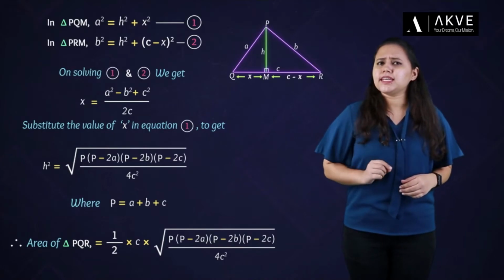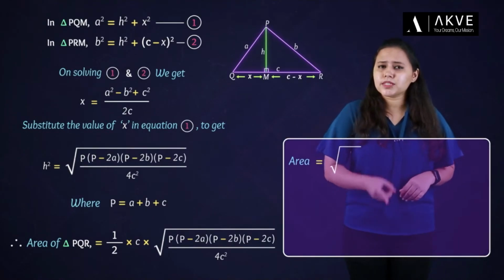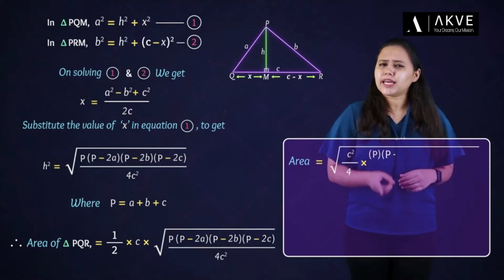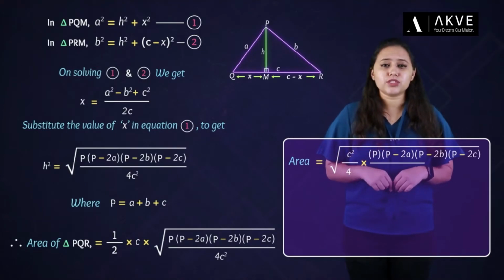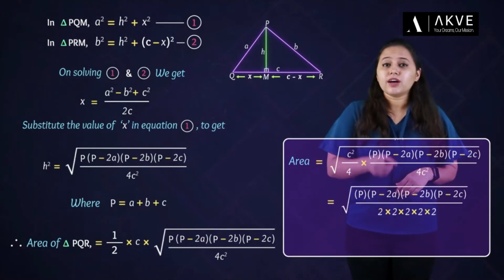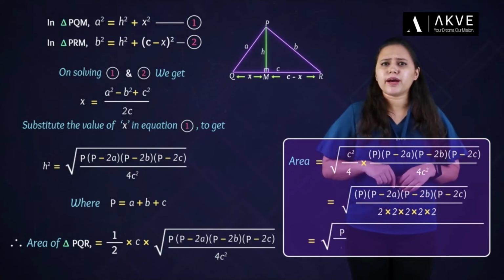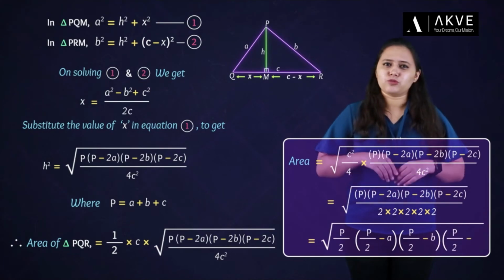Now, take c and 1 by 2 inside the square root. So it becomes under root c squared by 4 into p into p minus 2a into p minus 2b into p minus 2c divided by 4c squared. And on further solving, we get area is equal to under root p by 2 into p by 2 minus a into p by 2 minus b into p by 2 minus c.